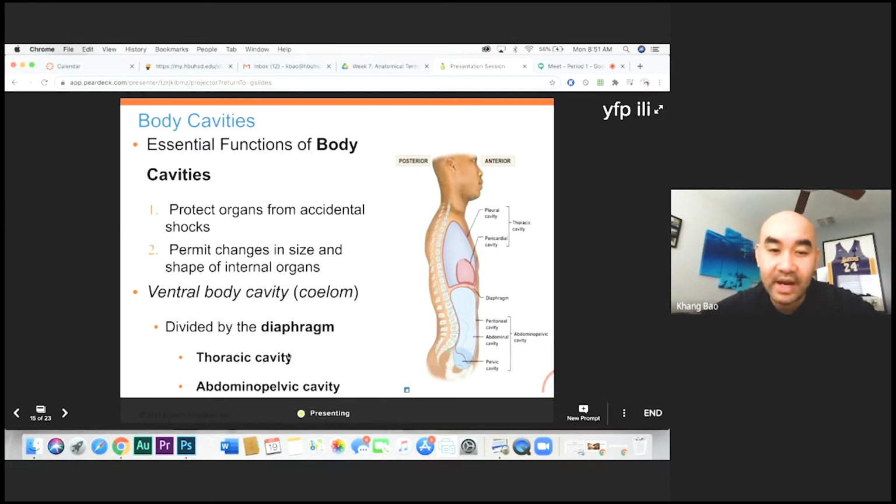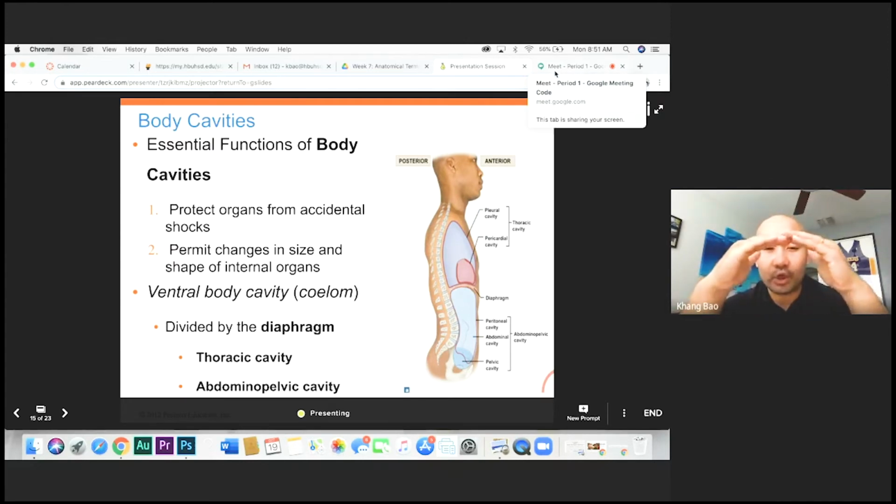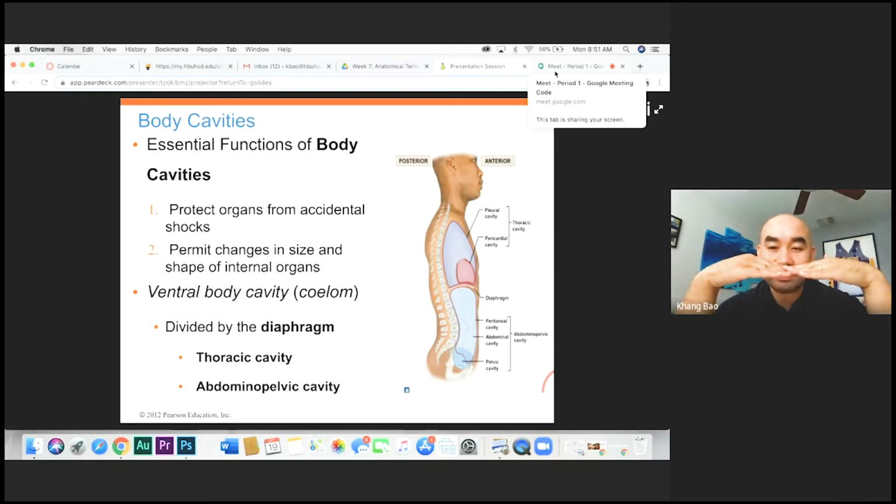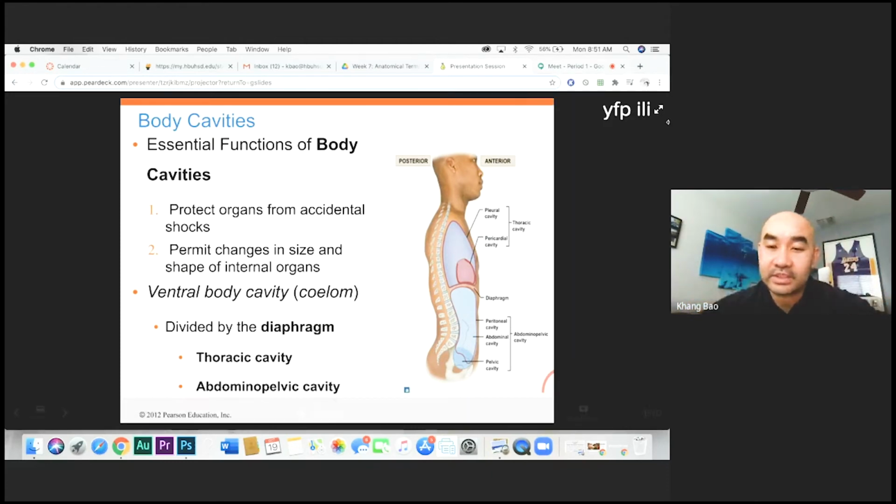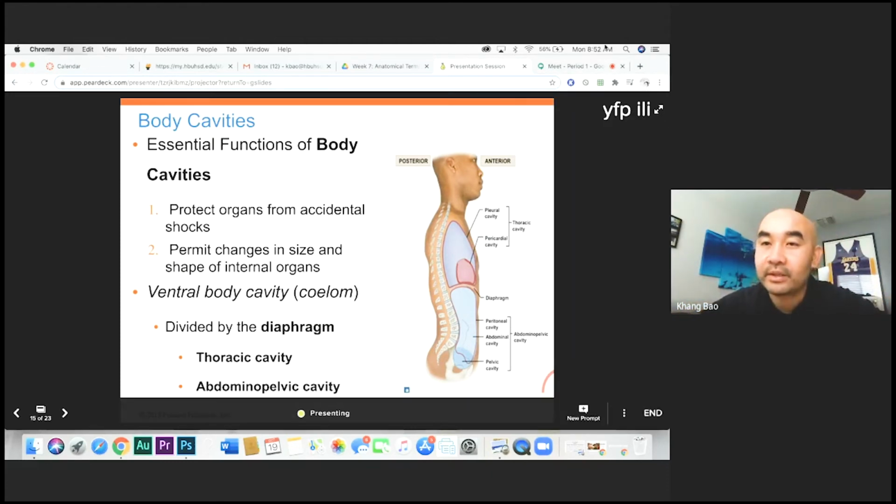body cavity is divided by the diaphragm into two cavities. The diaphragm is a muscle that allows breathing. The diaphragm shape is normally like this. Every time we breathe in, it flattens to create space for the lung to expand, and every time we exhale, it goes back to the normal curved shape. You see, this is the diaphragm right here. The diaphragm divides your ventral body cavity, the front, into two parts.